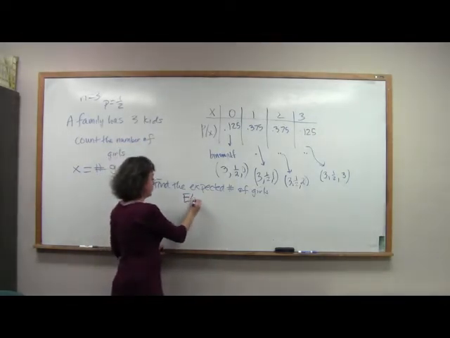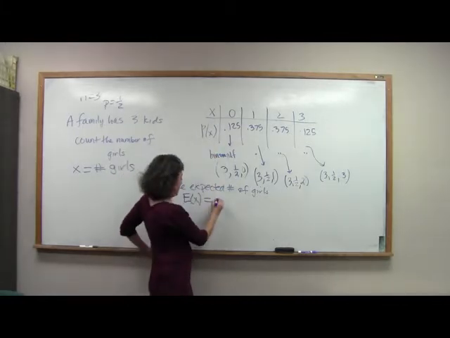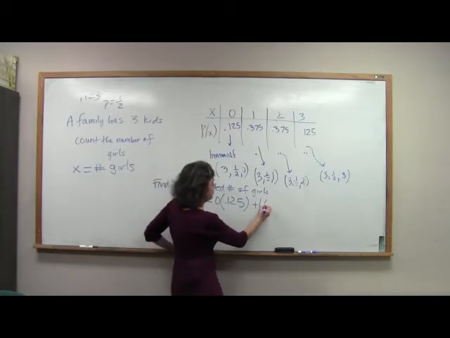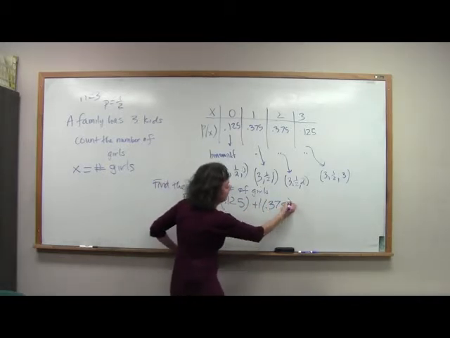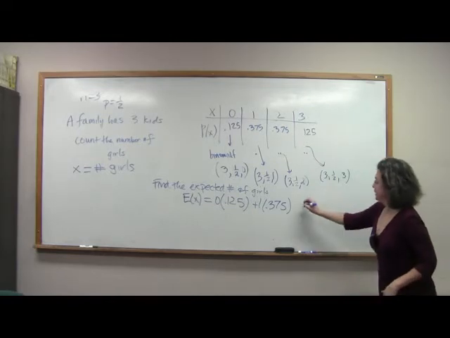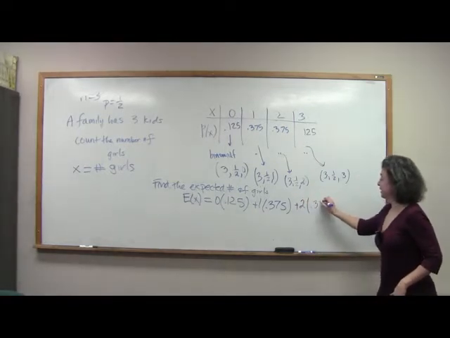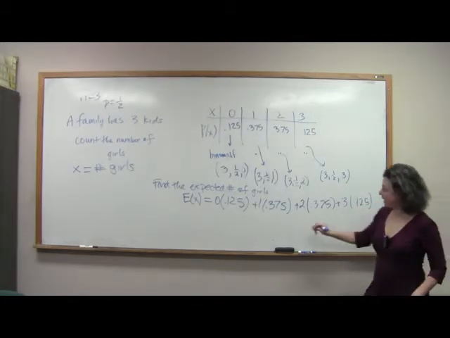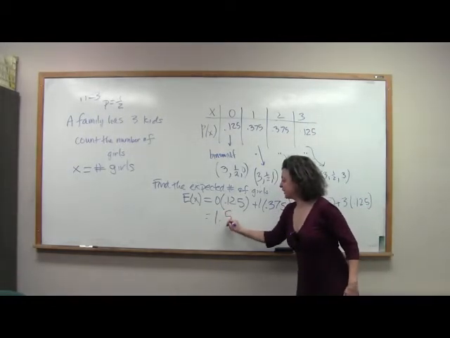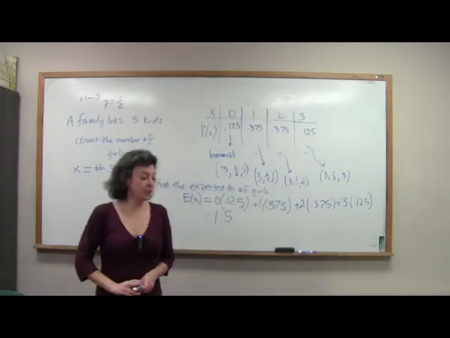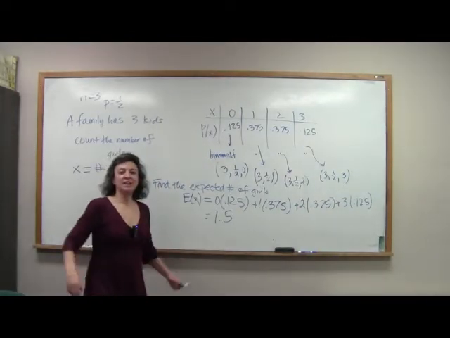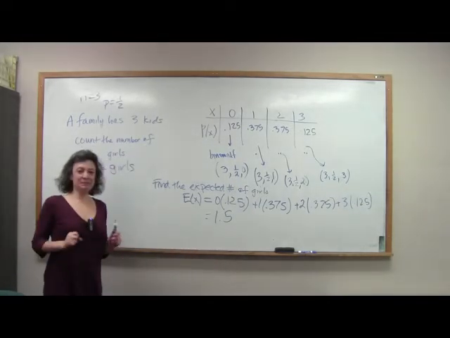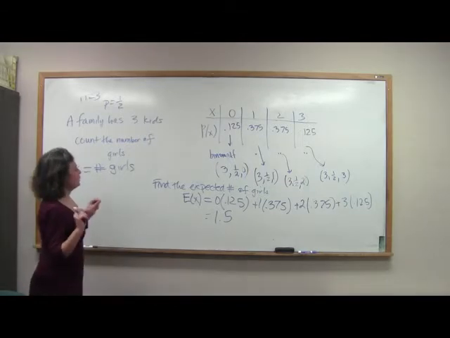If we actually go through and compute this, you take your first X value times its probability, plus 1 times 0.375, plus 2 times 0.375, plus 3 times 0.125. And sure enough, if you do those computations, you'll see that you get 1.5. Super cool. But now I've got to show you something, because this leads to something really cute. So check this out.